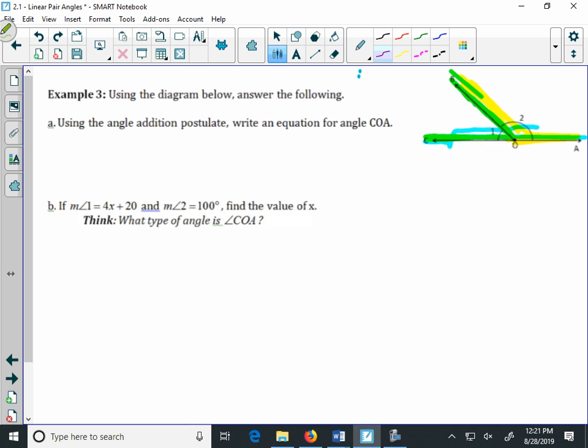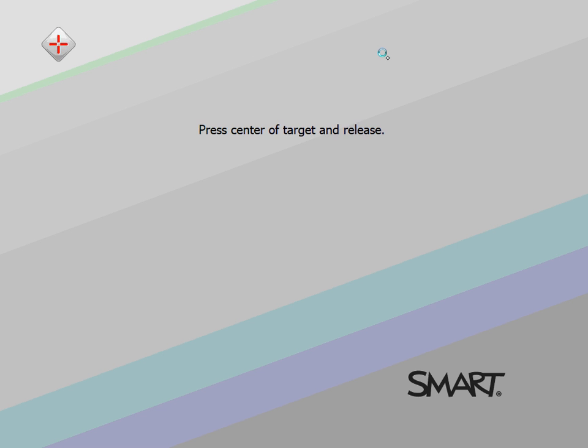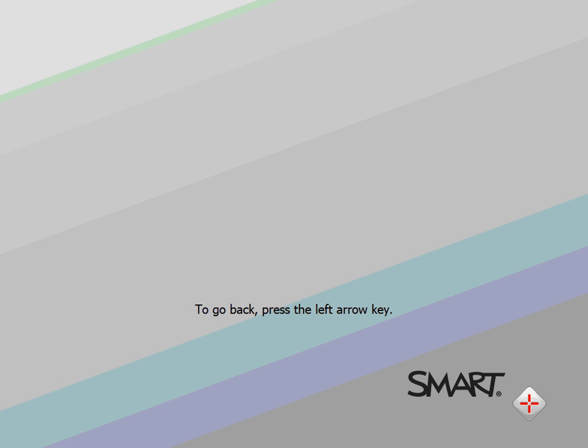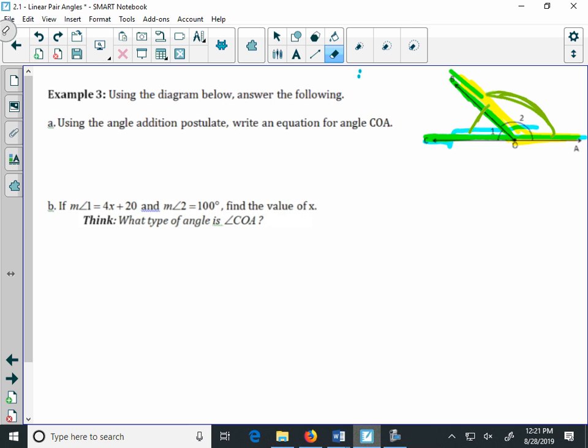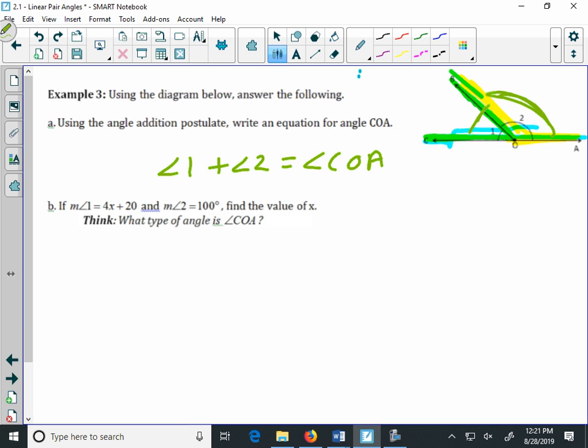Okay. So to write the equation, I'm going to take this angle right here, angle 1, and add it to the other angle, angle 2, and it's going to equal the whole big angle, which is angle COA. Add those angles together. Angle 1 plus angle 2 is going to equal angle COA. This angle plus this angle equals the full angle.